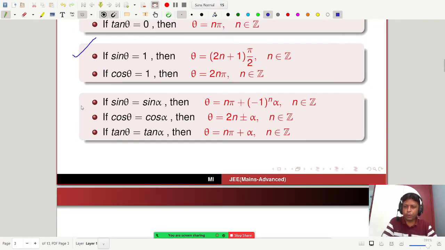And the most important one is, if sin theta equal to sin alpha, then theta equal to n pi plus minus 1 whole to the power n into alpha. This is the general value for sine.